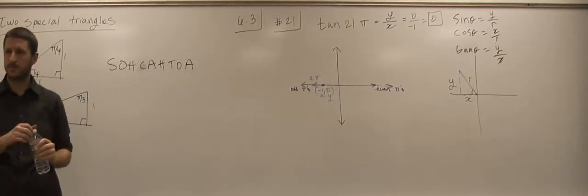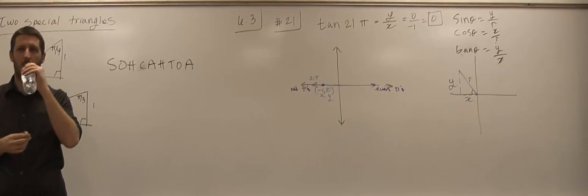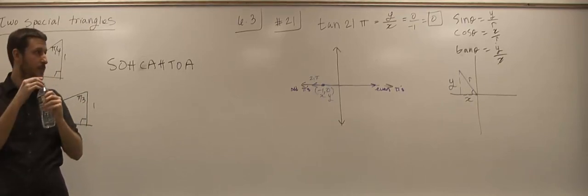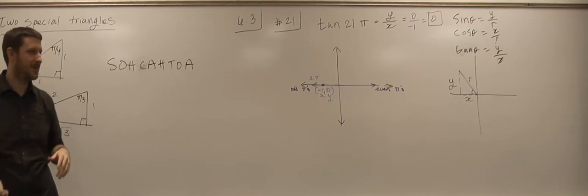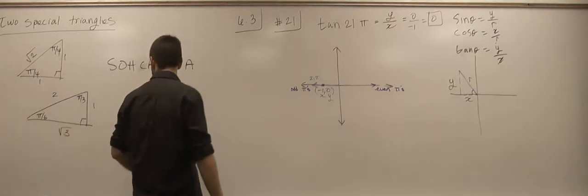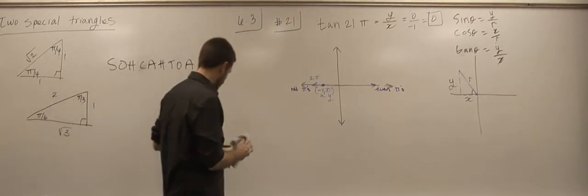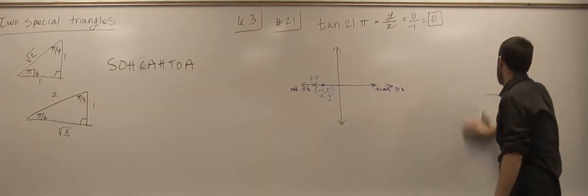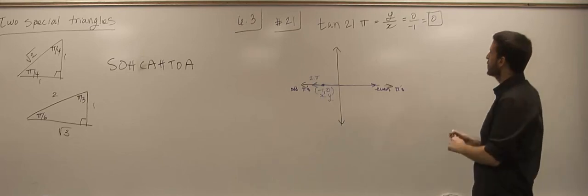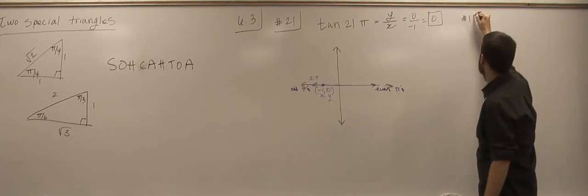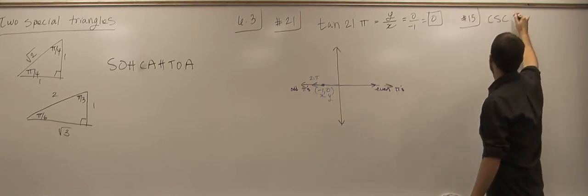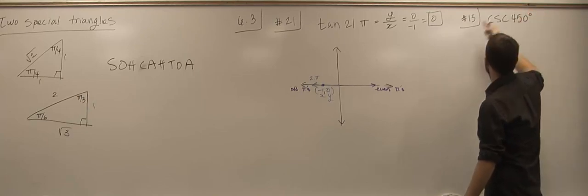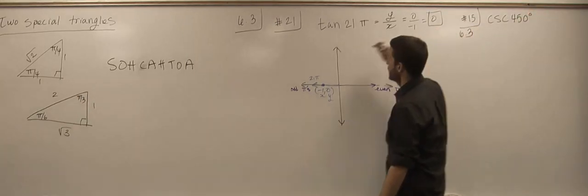What else gave us trouble? Number 15. What was it? A similar thing, cosecant of 450. Cosecant of 450. I see. So again, this one sounds like it's going to land on the axis. Cosecant of 450 degrees, so this is number 15 from 6.3.